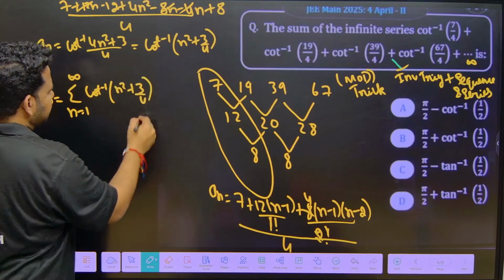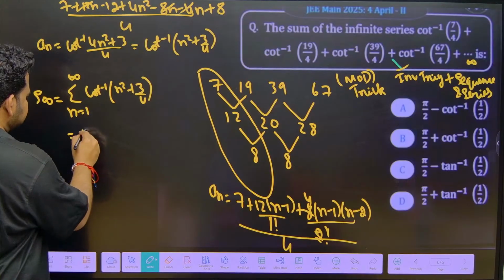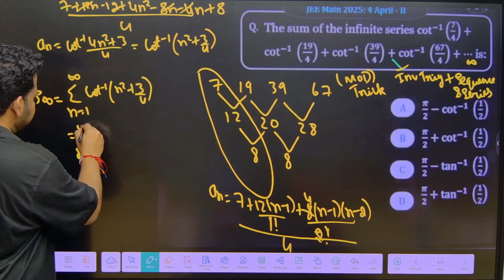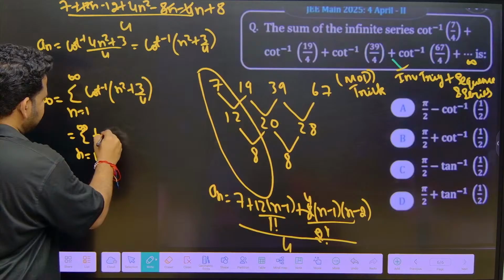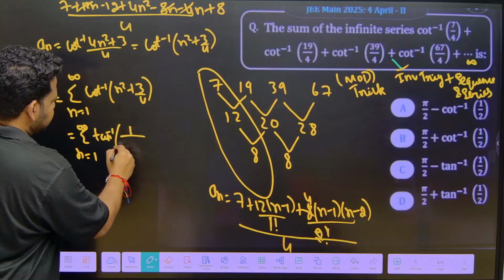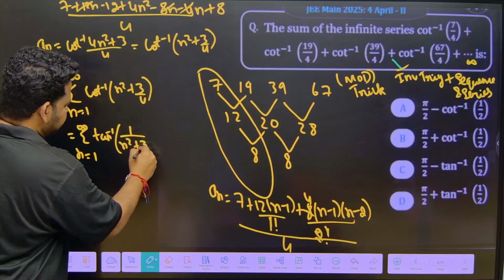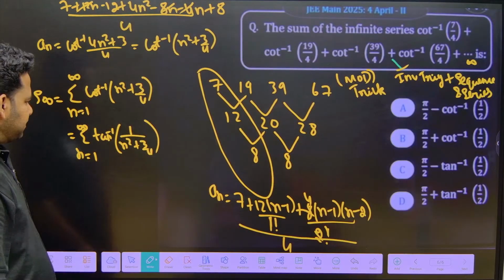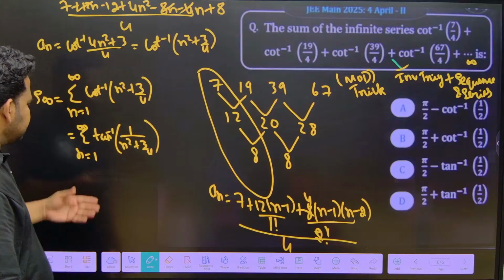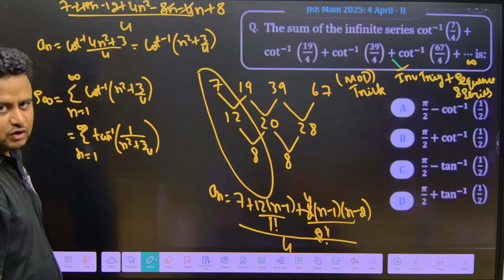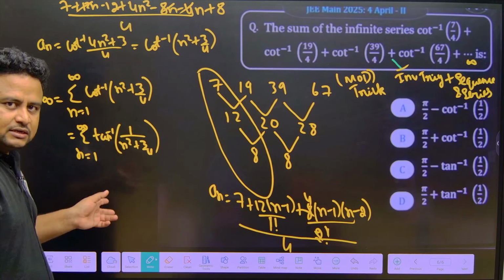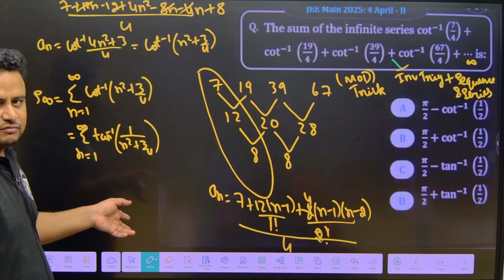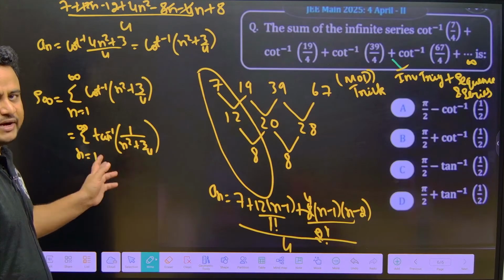Or in terms of tan, what can I write? In terms of tan, I can write it as summation of n running from 1 to infinity tan inverse of 1 by n square plus 3 by 4. Understand one thing: if I want it in terms of tan inverse, definitely inside I want tan inverse of A plus tan inverse of B, or tan inverse of A minus tan inverse of B.